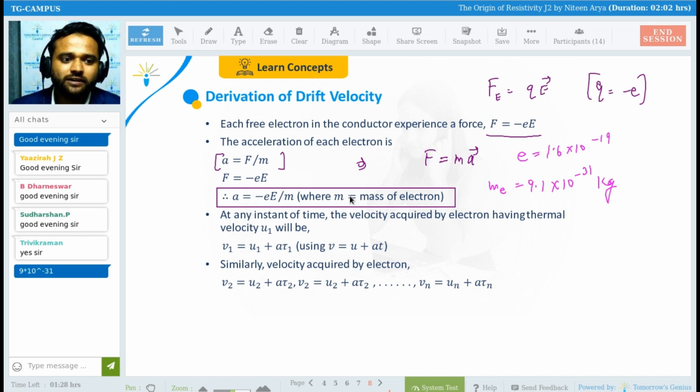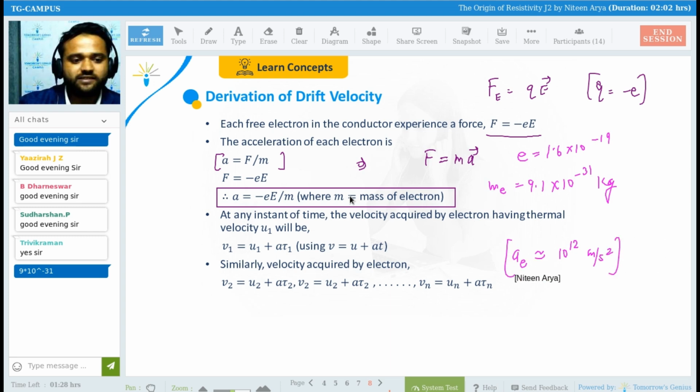Clear, everyone? Just by putting in the order, the acceleration of an electron is somewhere around 10 to the power 12 meter per second square. Now you can understand how fast this is. That is why I deliberately asked for this data, because the moment you understand the data, you get the answer automatically.